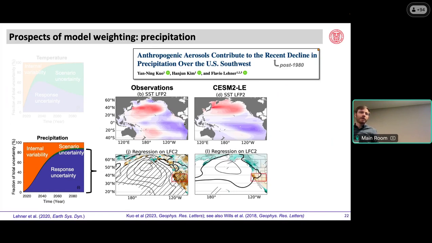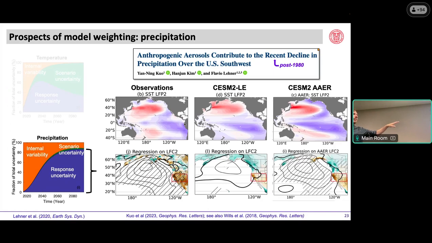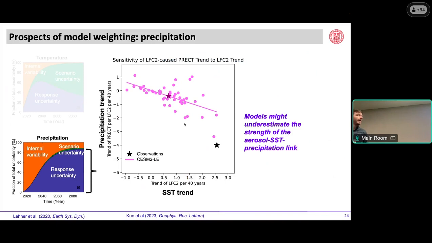It's nicely captured in CESM2, a large ensemble, as one example model, but we already see that the regression onto precipitation, the consequence of this, seems somewhat muted. Of course, you could argue there's internal variability in the left one and it's smoothed out in the middle one, but it was interesting for us to see that in the aerosol-only simulations, we get closer to the magnitude and structure of what we see in the observations. So there's potentially a role for aerosols in this, and also a potential discrepancy in the sensitivity to aerosols between observations and the model.